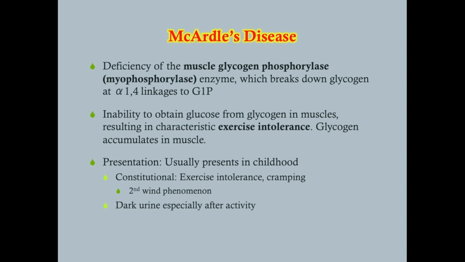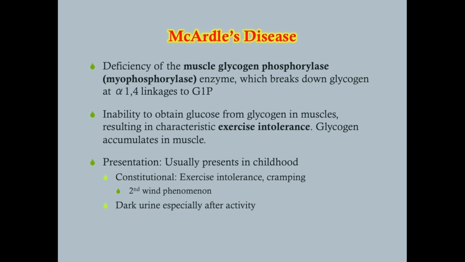So McArdle's disease is very specific. It's a deficiency of a very specific enzyme. It is glycogen phosphorylase, which you have all over your body, but this is specifically glycogen phosphorylase in the muscle, myophosphorylase. And so you're not going to have liver issues with McArdle's disease. It's strictly muscle. And it's primarily, I assume, skeletal muscle because they don't have heart issues with McArdle's disease. So it's skeletal muscle issues.